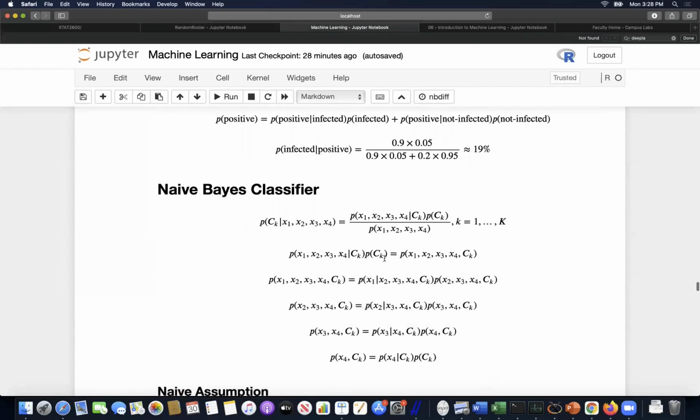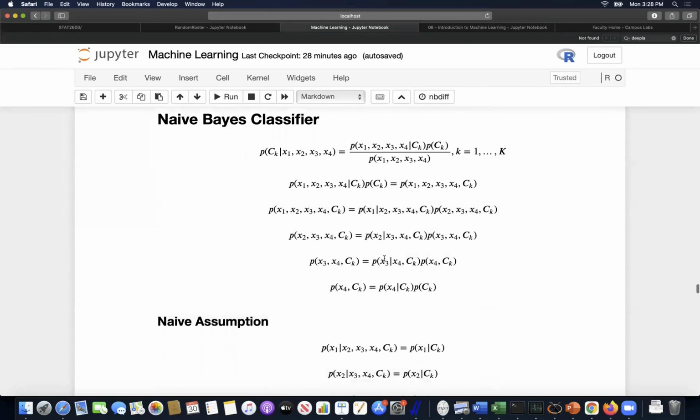So now what is a classifier? What is a naive Bayes classifier? And why is it called naive? So let us start with the Bayes rule.